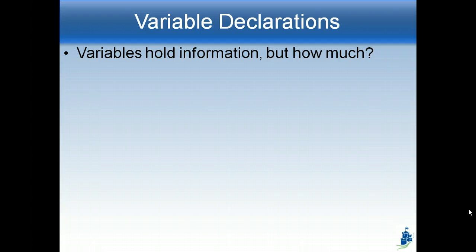Variables hold information, right? That's what we just said. It's a little storage space for information. But the question is, how much information can it hold? Can it hold an entire library's worth of information, or can it hold just one number? Okay. But generally, a variable holds one number, one set of letters, one thing.